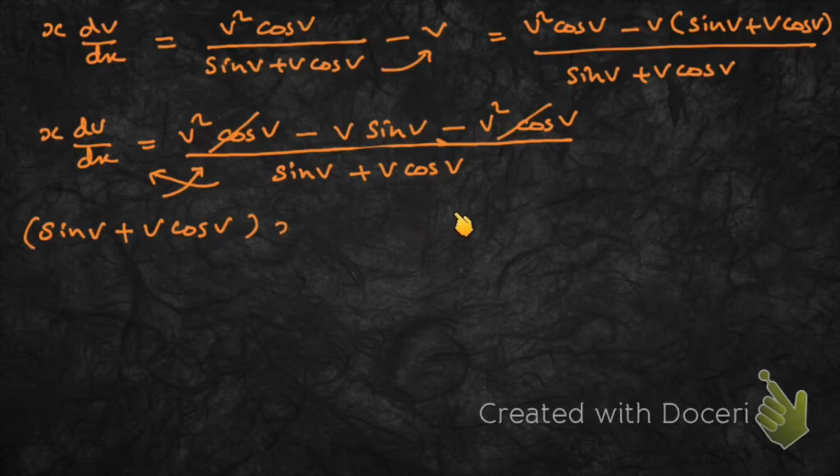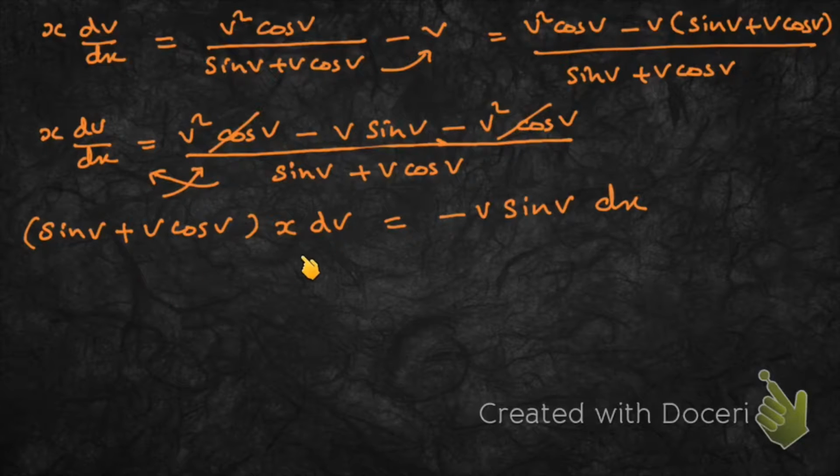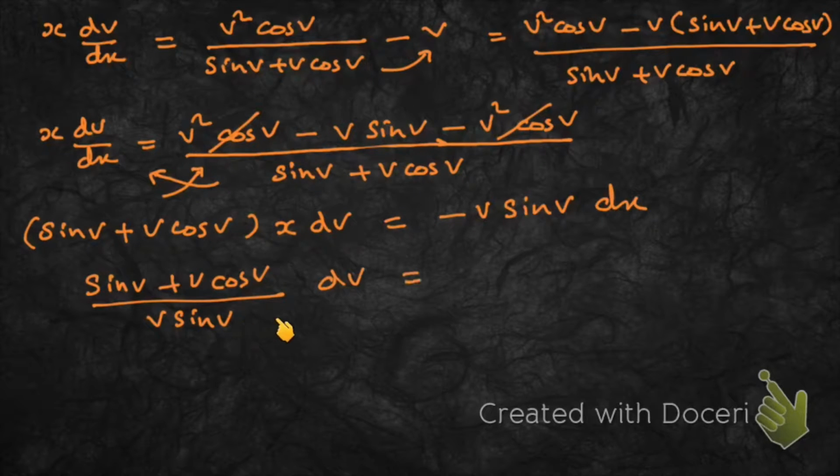So this sine v plus v cos v goes to the left side, giving me this, and dx from the left hand side goes to the right side and appears on the right hand side. But the variables are not completely separated, so this v sine v would come to the left side and this x would go to the right side. So when you do that, the variables are completely separated. Now I have the entire v expression with dv, and this single x from the left side is shifted to the right side, making it minus 1 by x dx.